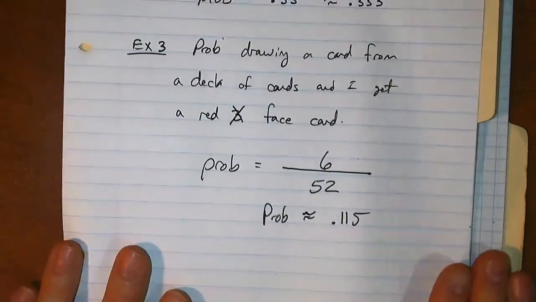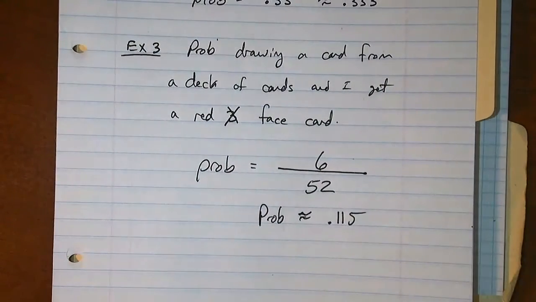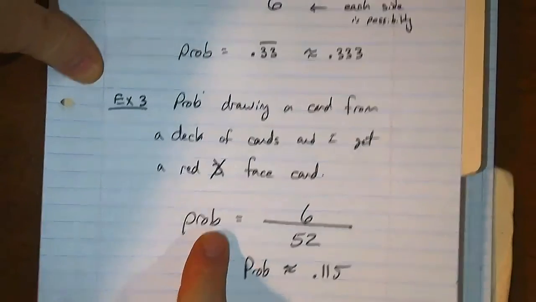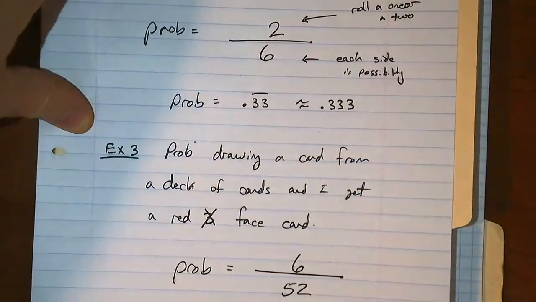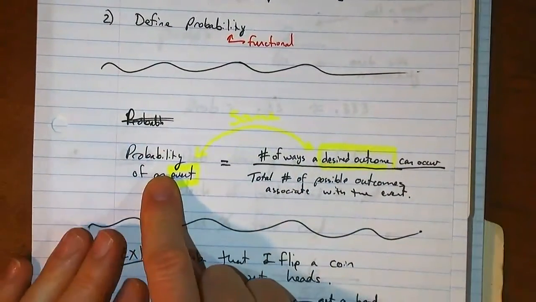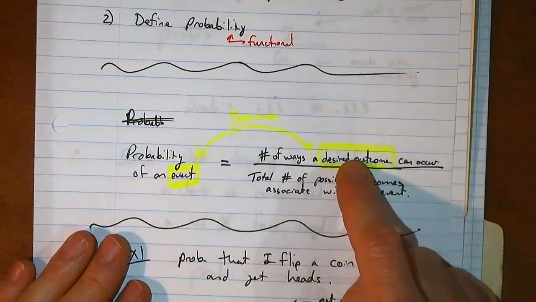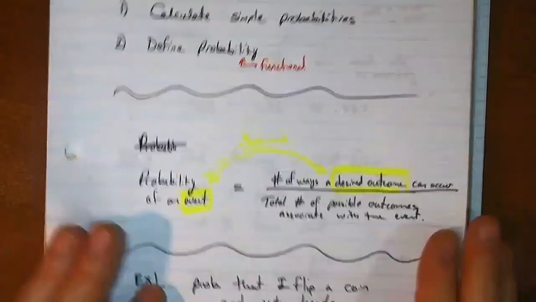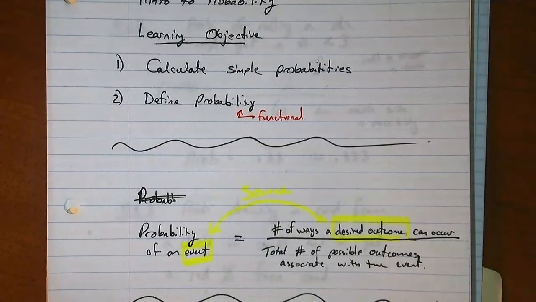So there are our 3 examples associated with how to calculate probability. In every single case, I calculated it by making a fraction, and the fraction that I made is based on this functional definition that probability will be equal to the number of desired outcomes divided by the number of total possible outcomes. So that takes care of our introduction to probability.